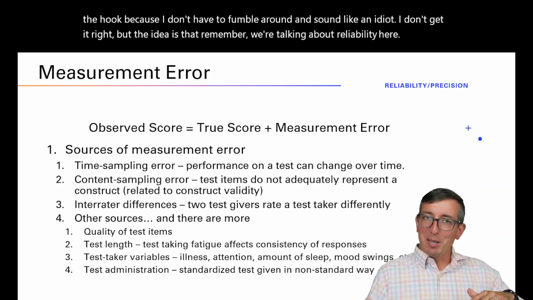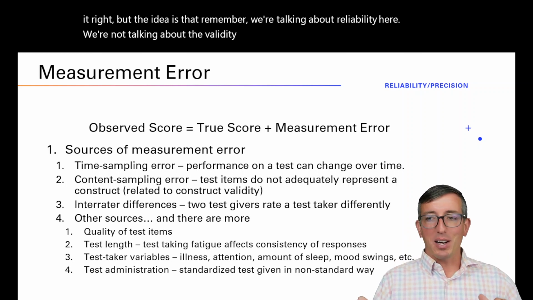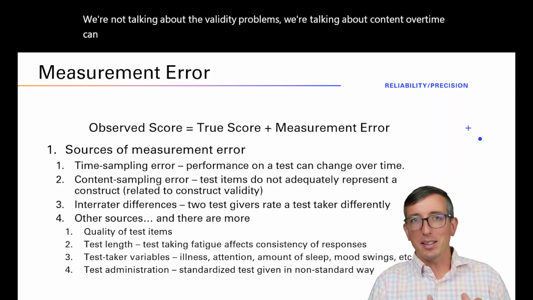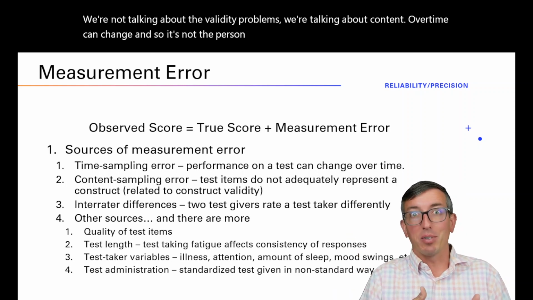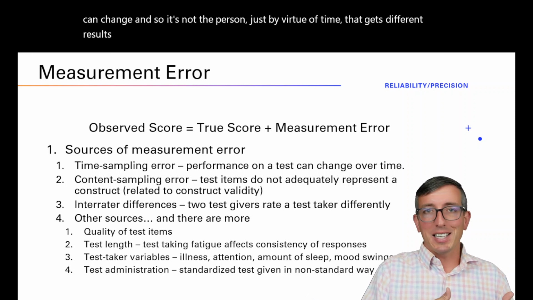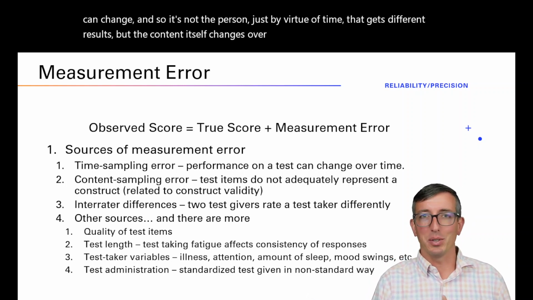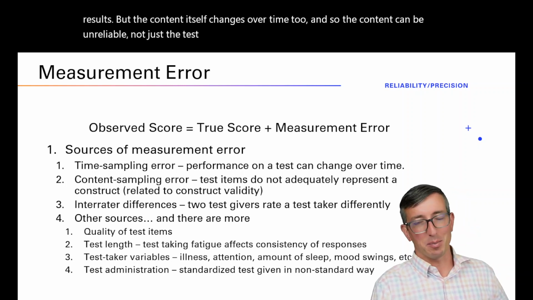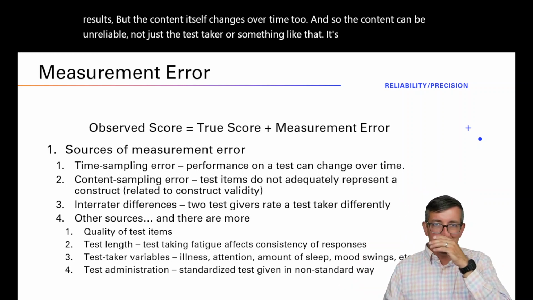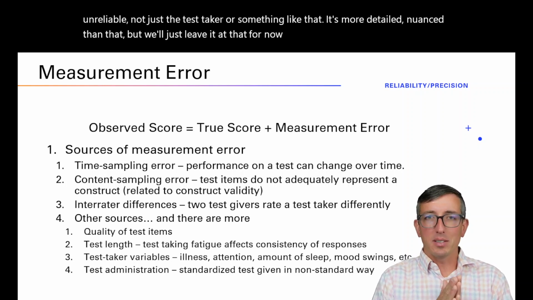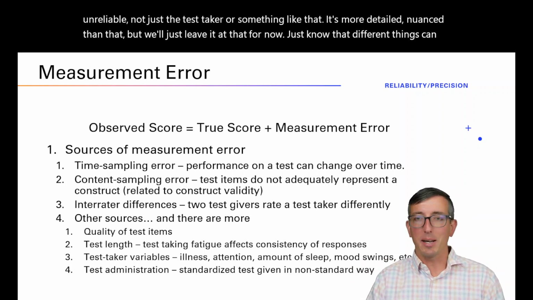We're not talking about validity problems. We're talking about content over time can change. And so it's not the person just by virtue of time that gets different results, but the content itself changes over time too. And so the content can be unreliable, not just the test taker. It's more detailed and nuanced than that, but we'll just leave it at that for now. Just know that different things can change over time.